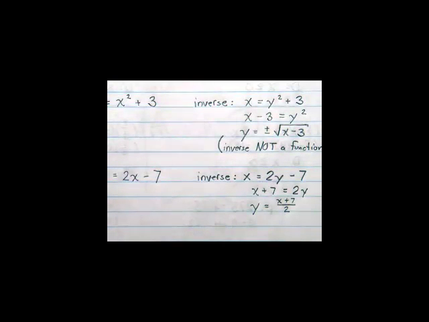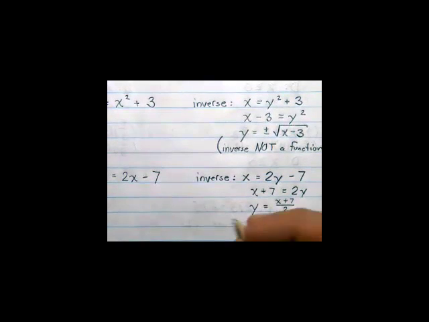So I ended up with y equals x plus 7 all divided by 2. Right? I had to add the 7 and then divide by 2. Okay, so is that a function? Yeah. Am I getting one output for every one input? Absolutely. Every number I put in for x, that's just going to give me one number for y. Okay, so this inverse is a function.